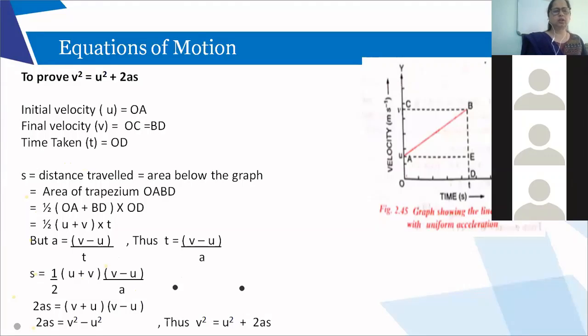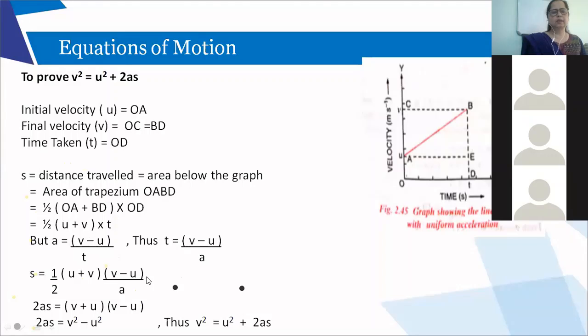You understood till here, area of trapezium, right? Area of trapezium equal to half OD plus this. This part is understood, right? Now you know that OA is U, BD is V, and OD is time. Now I do not require time, because what I'm trying to prove doesn't have time. So I will replace it. How do I replace it? I use the formula acceleration equal to V minus U upon T. So T equal to V minus U upon A. Now instead of T, I will put V minus U upon A.